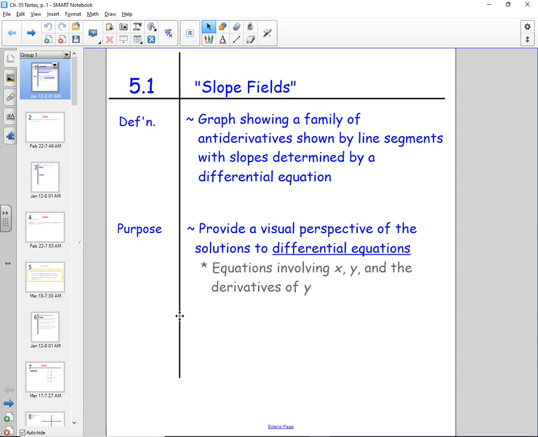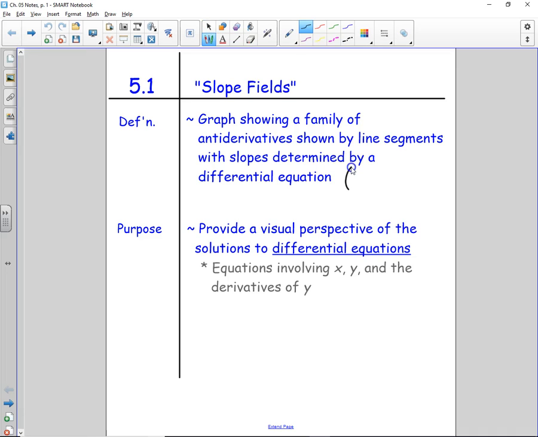But wait, if we're looking at the slopes of somebody, maybe we need to look at a differential equation. Real quick, differential equation, put in parentheses. What I mean by that is dy/dx equals.